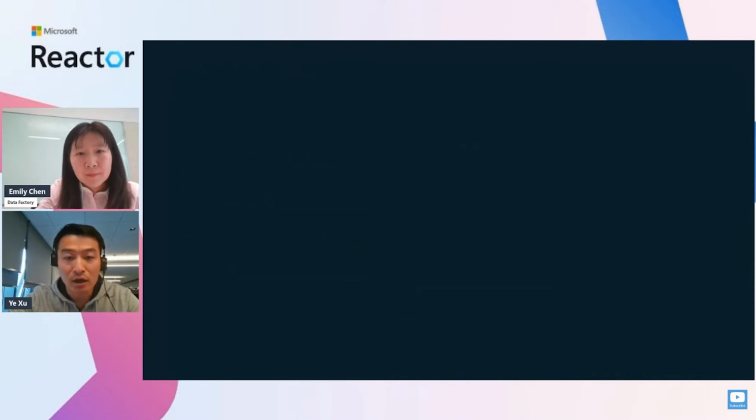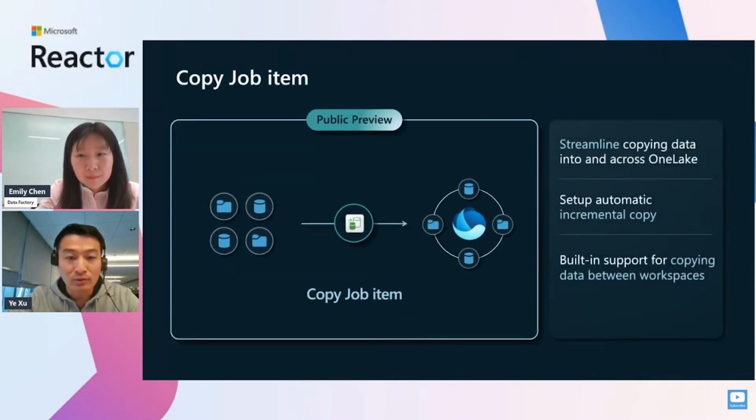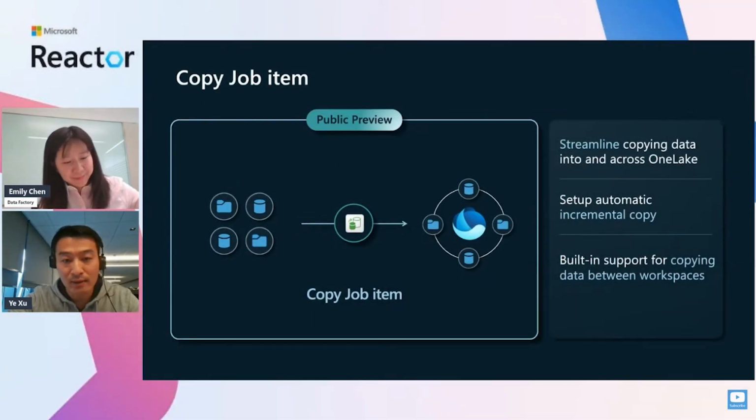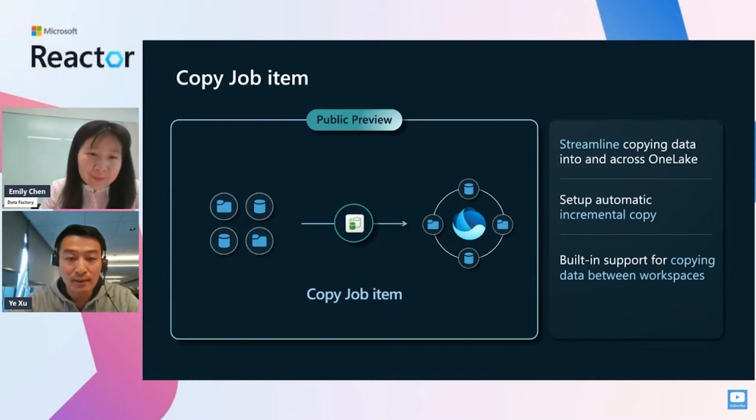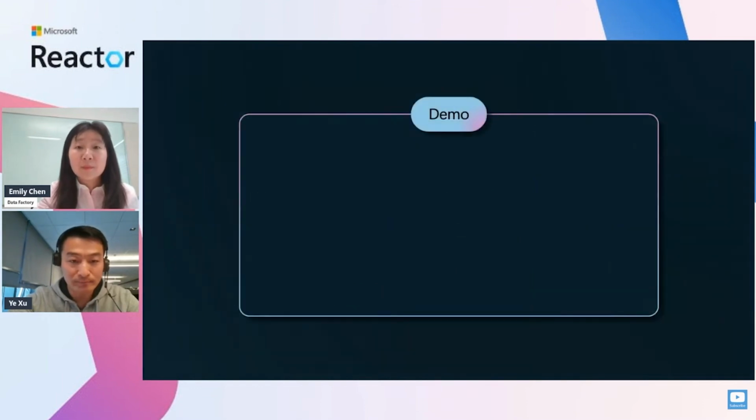It's called the copy job item. This is a new item in Data Factory to simplify your data movement from any source to any destination. And the more important thing is that more copy patterns, like incremental copy, just work in copy job. So let's play the demo video for you.